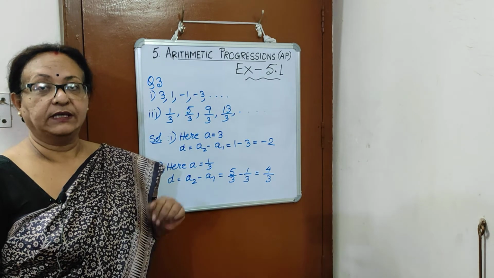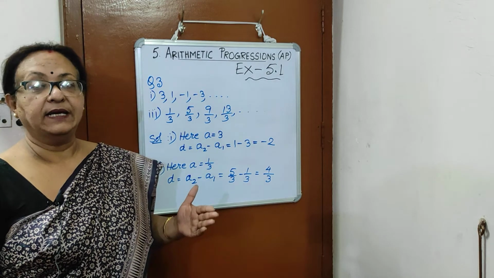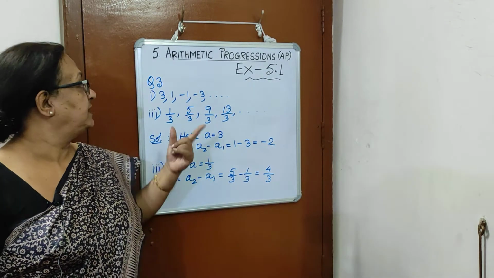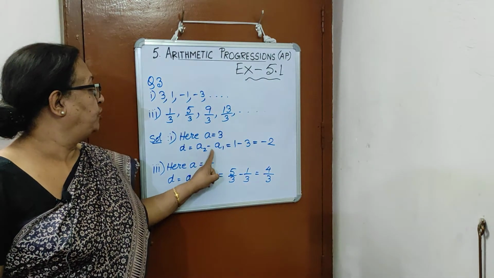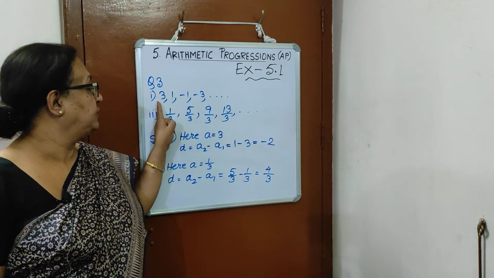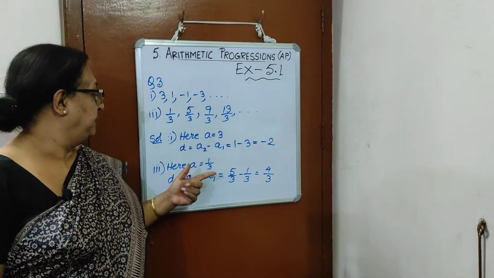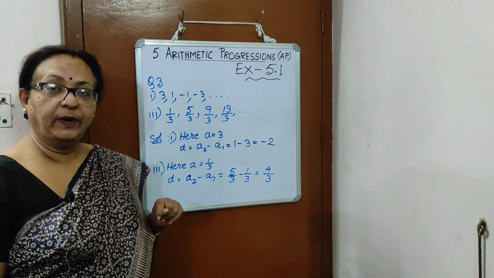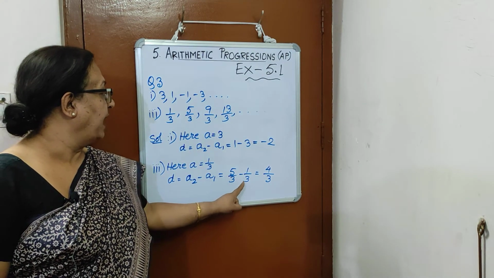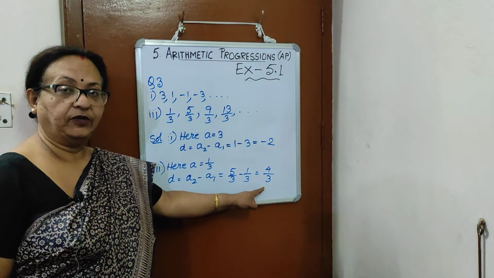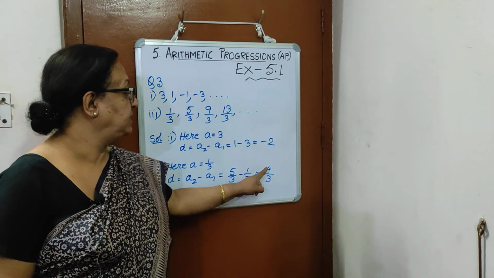And common difference, how to find it? a2 minus a1. a2 is the second term. What's the second term here? 1. What is the first term? 3. So common difference will be a2 minus a1, that is 1 minus 3. You get minus 2. Okay. Another one. The first term is 1 by 3. What is the common difference? Again the same: second term minus the first one, that is 5 by 3 minus 1 by 3. You get 4 by 3. So here the first term is 1 by 3 and common difference is 4 by 3.